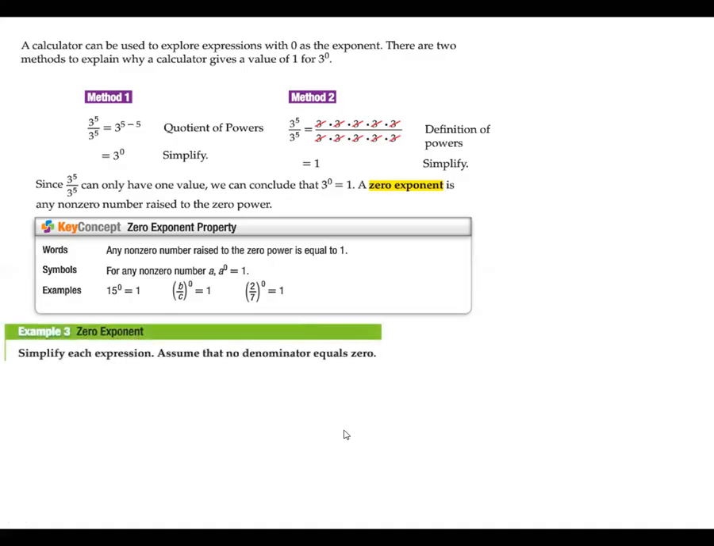Let's simplify this and assume that none of the denominators equal 0. This whole big mess is raised to the 0 power. Guess what the answer is? 1. Because anything to the 0 power, as long as itself is not 0, is 1. How about this? X to the 5th, y to the 0 over x cubed. Well, the y only has the 0 power, so that's going to be equal to 1. And then I can use the quotient property of exponents for the x to the 5th over x cubed. And 5 minus 3 is 2, so it's just x squared.